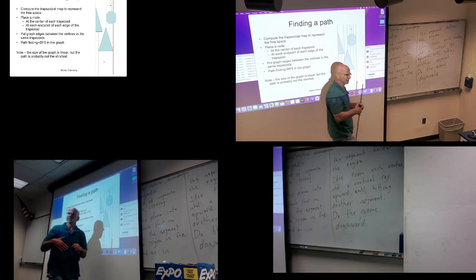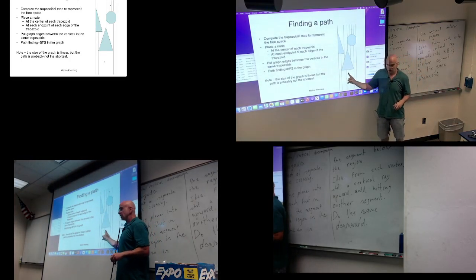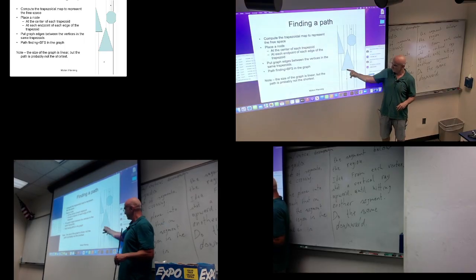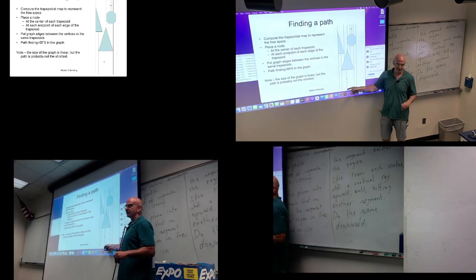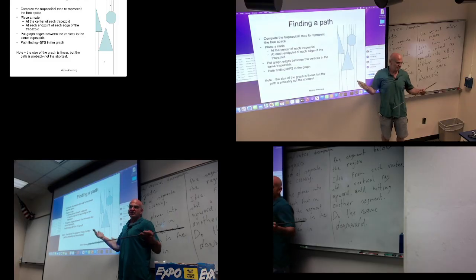Maybe I should have said it. Neighboring here means connected by an edge, meaning they share a wall which is generated by this vertical ray. There is not a real obstacle that separates them. So my robot can move from one trapezoid to the next, to the next, to the next, in a kind of obvious way, until it reaches the destination.